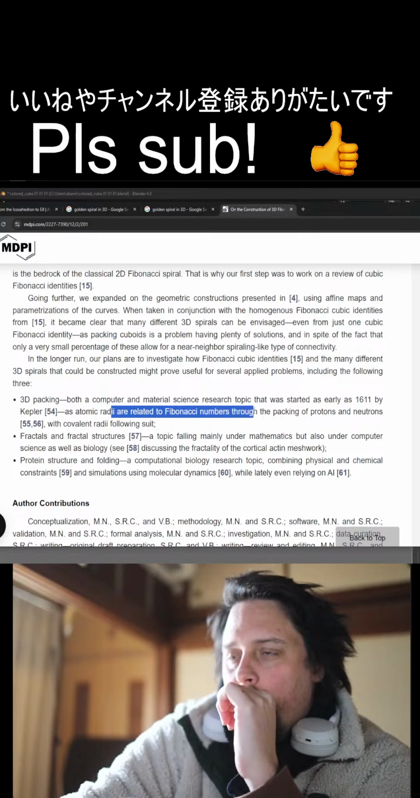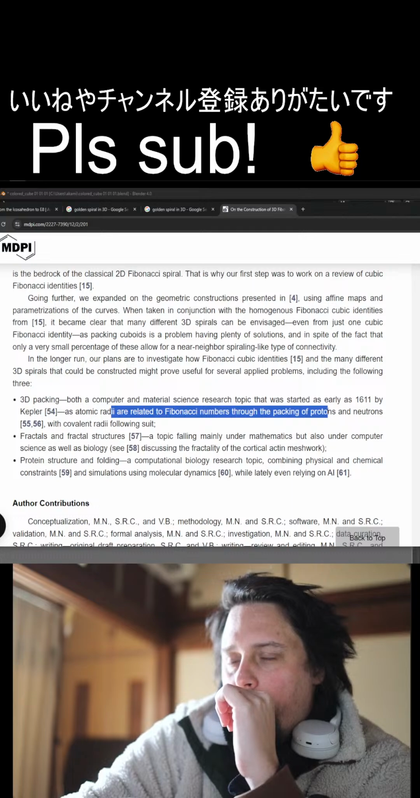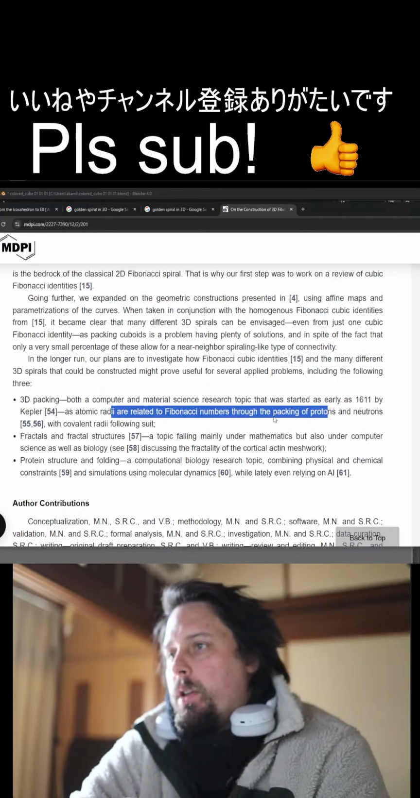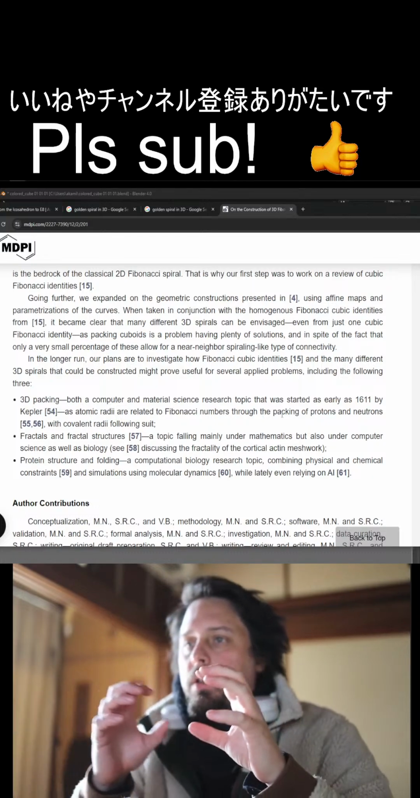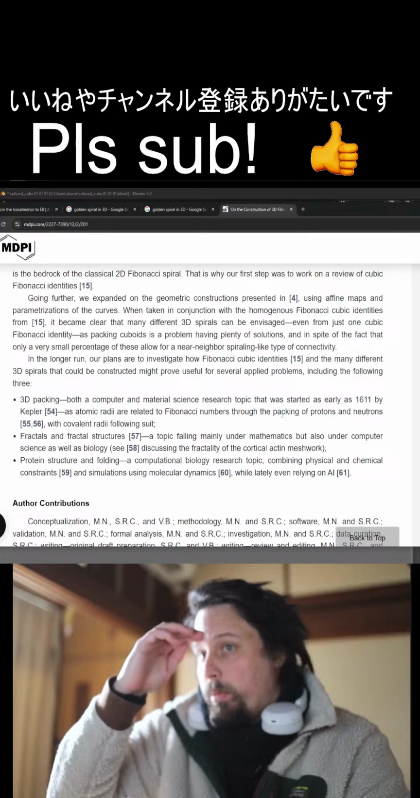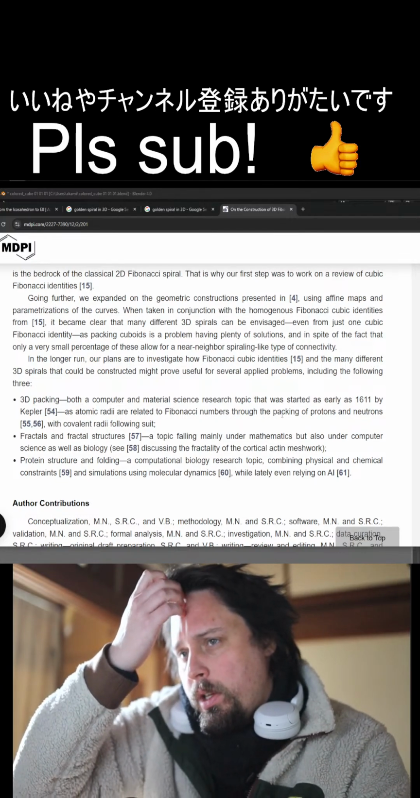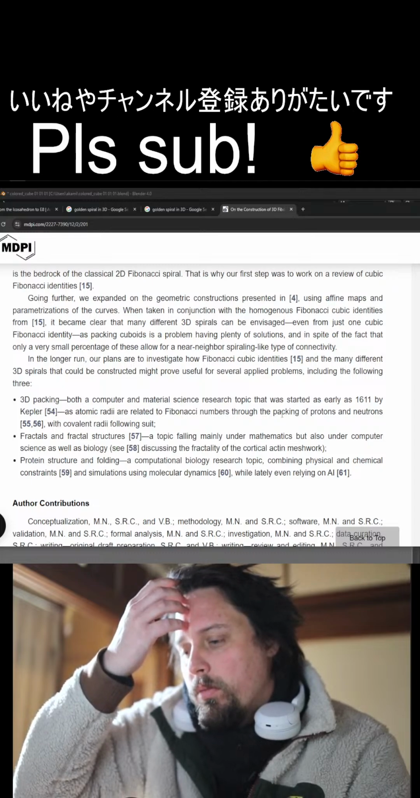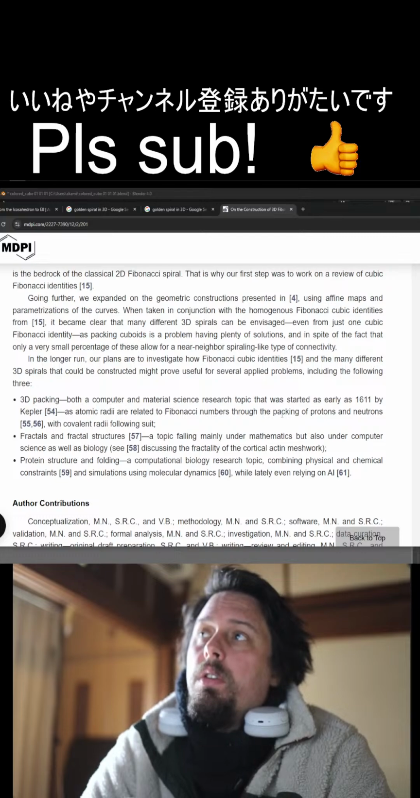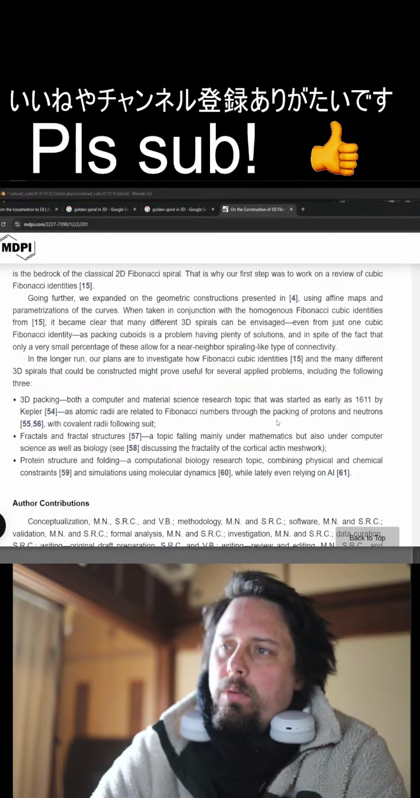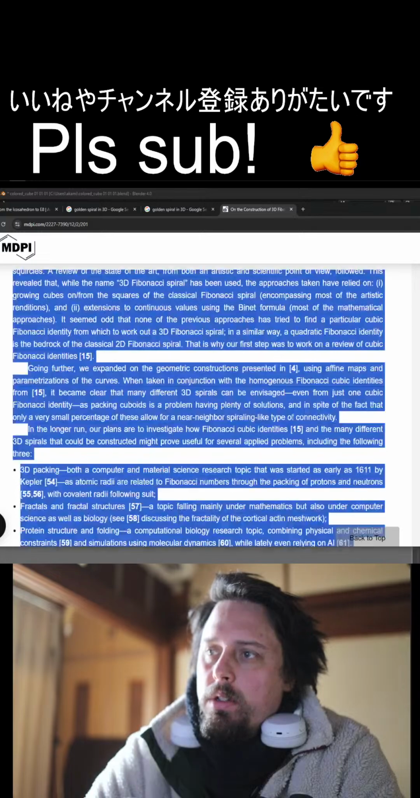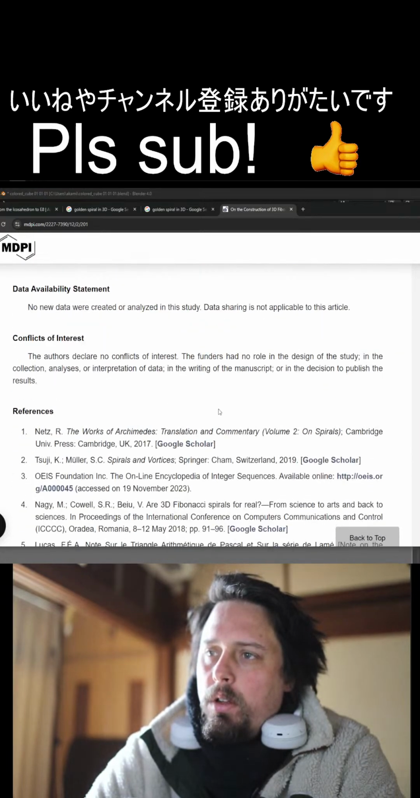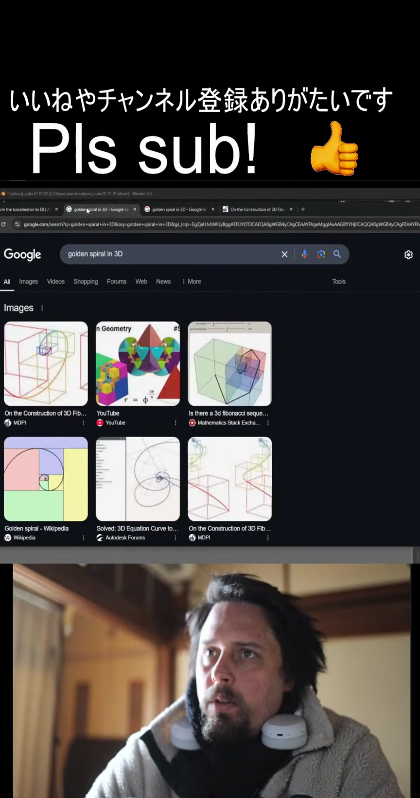Atomic radii are related to Fibonacci numbers through the packing of protons and neutrons. I'm just spitballing here, but maybe it's because when you stack oranges or cannonballs or whatever, you have that packing of spheres. Is that relating somehow to Pascal's triangle? Maybe. Not sure. And Pascal's triangle, I'm pretty sure it relates to Fibonacci in some way. So that's interesting. They have some interesting applications. So that was way more complicated than I was expecting.